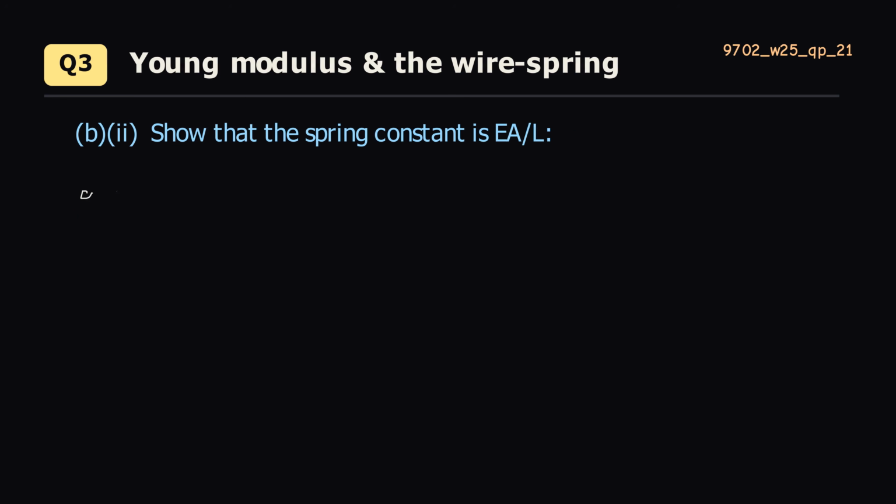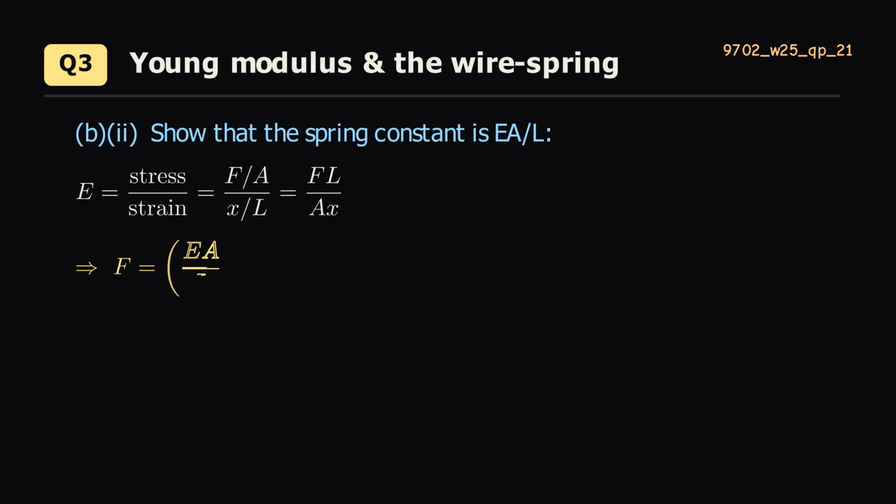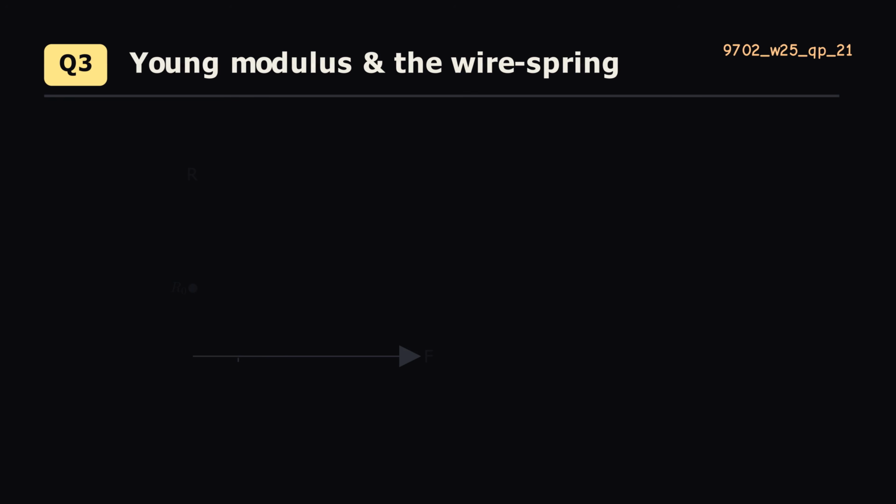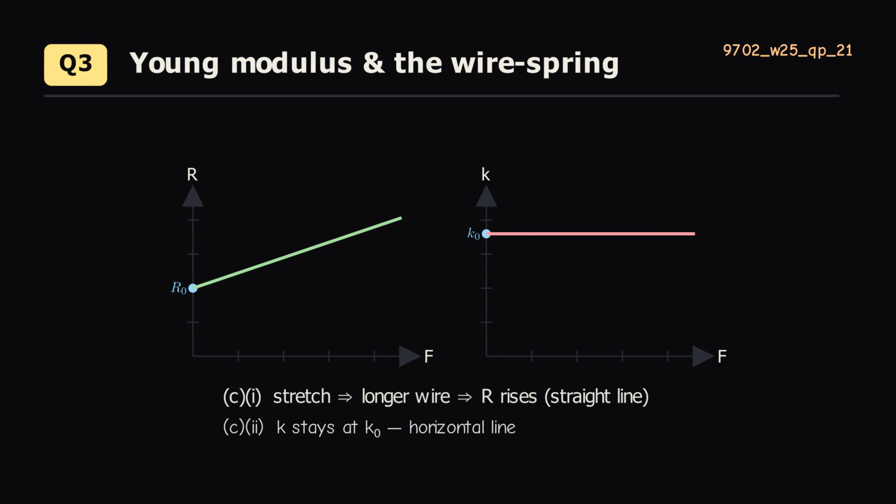Part B. Part 2. From E equals stress over strain, rearranged to F equals EA over L times x. So the spring constant k naught equals EA over L. Part C. Stretching the wire makes it longer, so resistance rises in a straight line. The spring constant stays at k naught, a horizontal line on the k versus F graph.